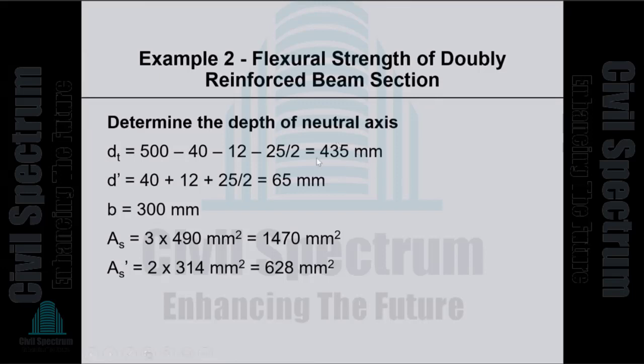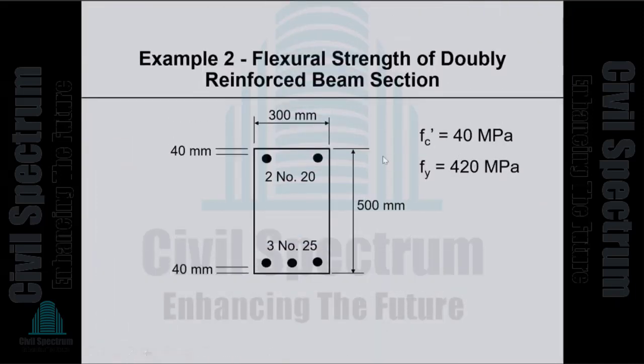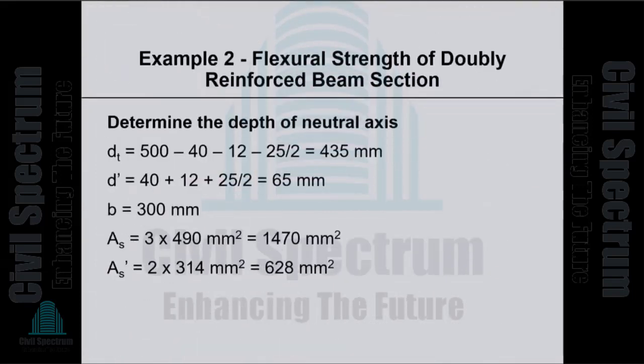d sub t, as determined in the previous example, is 435 millimeters. The total depth minus the clear cover minus the stirrup diameter minus 1/2 of the diameter of the longitudinal bar. d prime, the distance from the top to the centroid of the compression reinforcement, is the clear cover of 40 millimeters plus the stirrup diameter plus half the diameter of the compression bar. This is another mistake. The compression bar is 20 millimeters, so that should have been 20 by 2. So that would give us 52 plus 10, so 62 millimeters rather than 65. We will make that correction. I see these things only while presenting, not before. We did say 20 millimeter bars. Okay, so that should have been 62. But listen, this is how it goes.